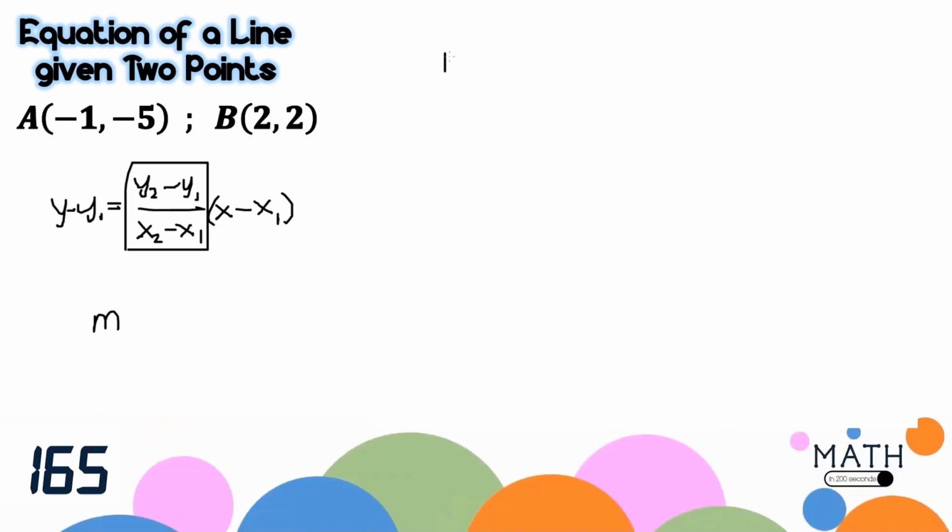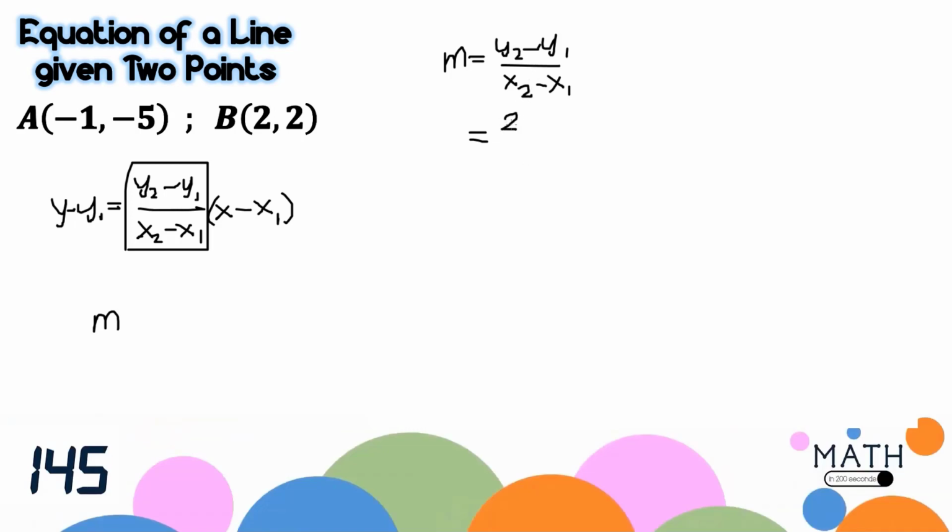So let's start with the slope here. The slope is y sub 2 minus y sub 1 over x sub 2 minus x sub 1. Now, let's try to pick A as our first point and B as our second point. But of course, if you're going to interchange them, you will have the same result as long as y sub 2 and x sub 2 should start first.